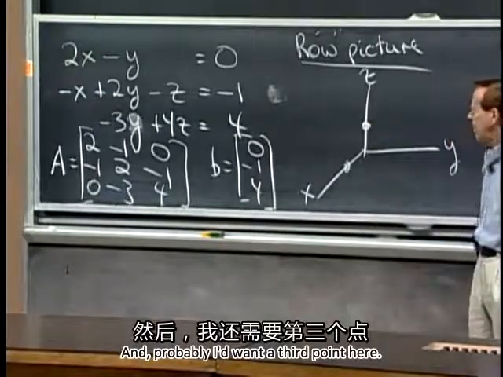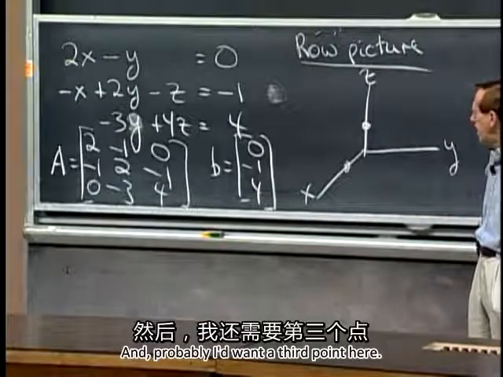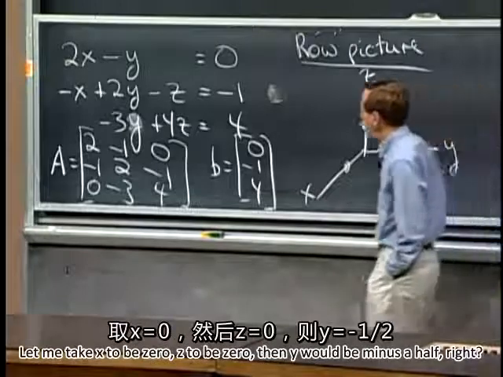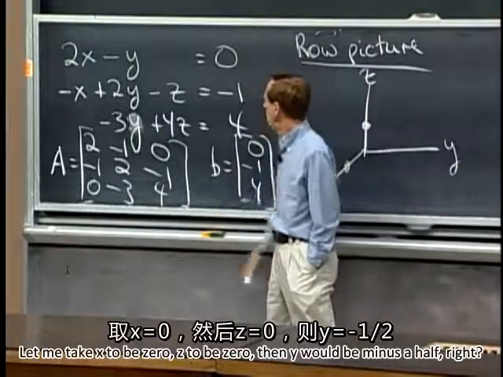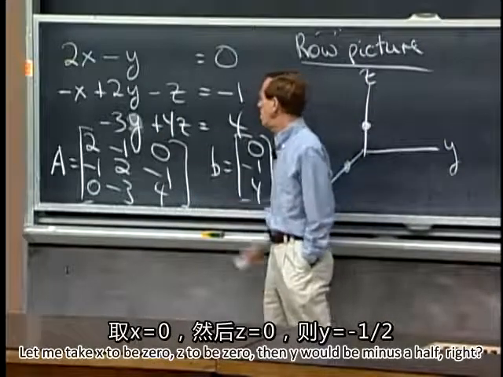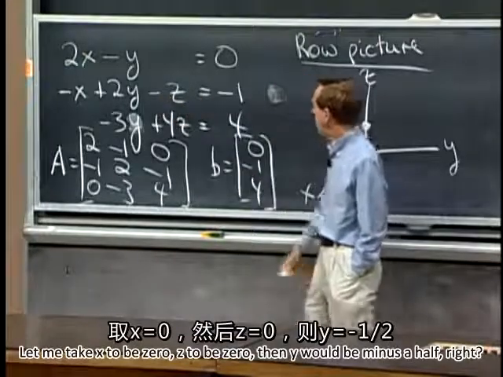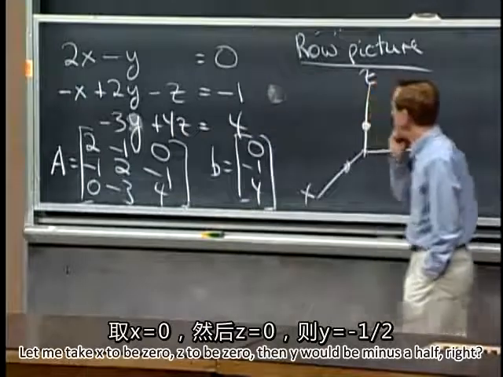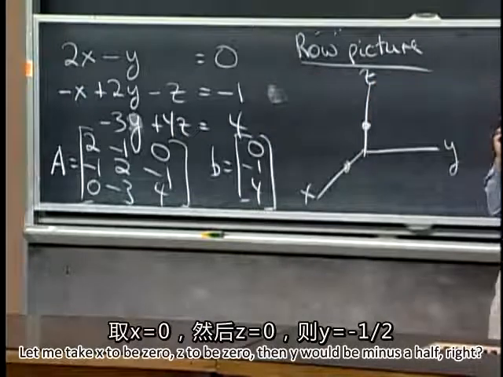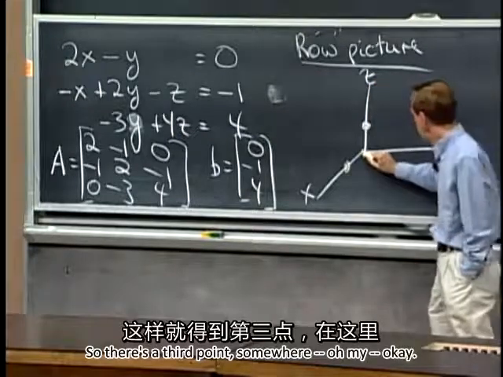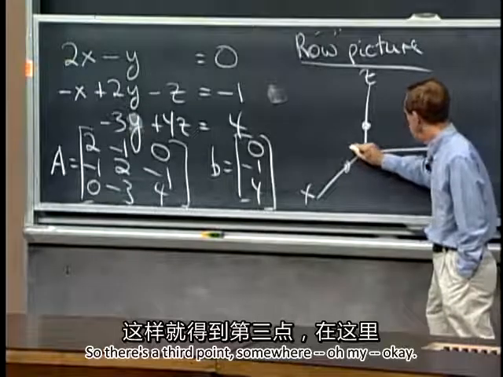And probably I want a third point here. Let me take x to be 0. Let's say x to be 0, z to be 0. Then y would be minus a half, right? So there's a third point. Somewhere, okay.